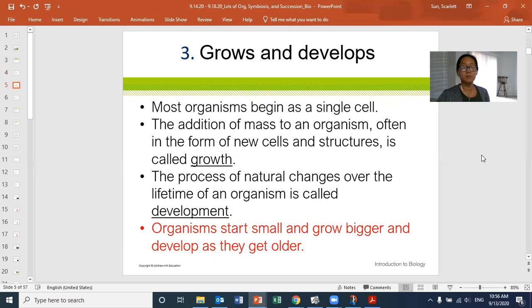Number 3, grows and develops. Organisms start small and grow bigger and develop as they get older. Quick question, are you the same size as when you were born? No, right? Because if you were born at this size, it would have been really difficult to give birth to you. And also, then there's no space for you to grow as you intake more nutrients, right? So organisms start small and grow bigger and develop as they get older. Another version of development is, for example, puberty, which you guys are also going through right now, right? For males, you're going to grow approximately until you're around 25, and for females, around 20 to 21.